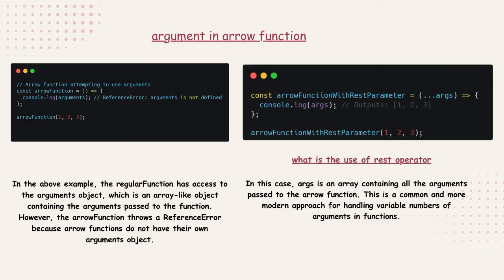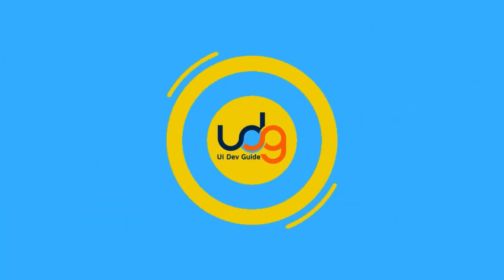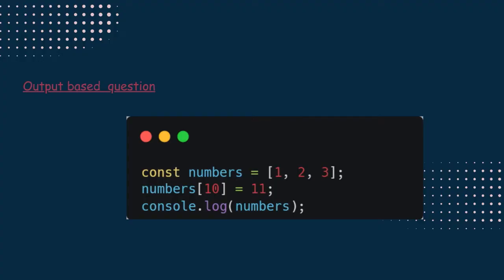The arguments keyword, we are not able to access that in the arrow function. Okay, so I'm pasting one small example in the chat. Can you tell me the output of this as well? Yep, I have pasted.